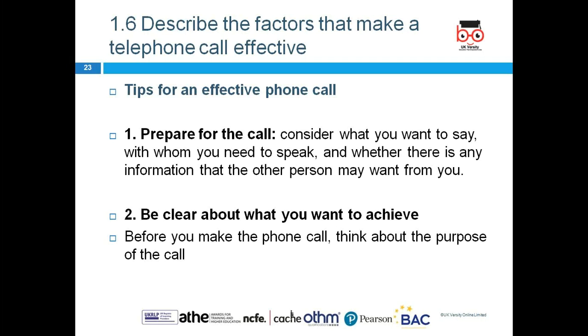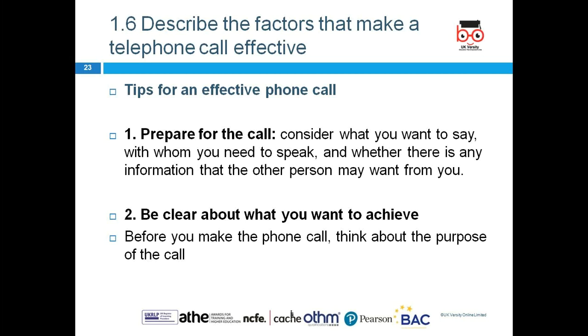So, how to make a good phone call. Describe the factors that make an effective telephone call. I've got some tips here. When you're making a call, make sure you're prepared for it. You don't have to script it out. Just make sure you know what points you want to talk over. If there's a few points, bullet point it. If there's too much information, you might want to send an email to support your phone call so that no one's having to make big, enormous notes while you're talking.